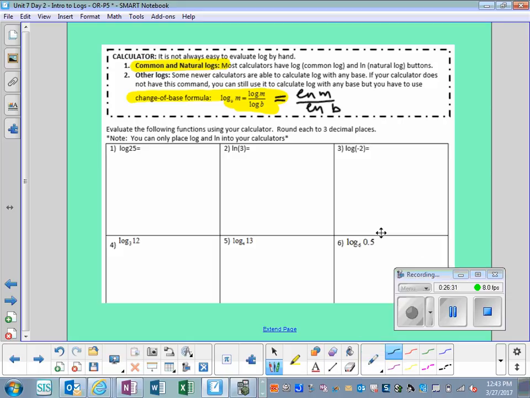The first one, log 25, so log base 10 of 25. We don't know how to do this by hand, because if I tried, 10 to some kind of power should give me 25. I don't know what that is. It will be decimals, so that's why we need a calculator.